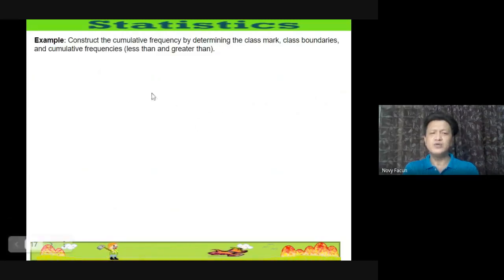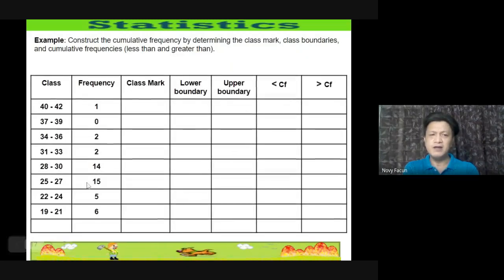Okay, so let's do the example, no? Construct the cumulative frequency by determining the class mark, class boundaries, and cumulative frequency less than and greater than. So, syempre, gawa muna tayo ng ating table. Okay, given na yan, nandyan na, fast forward na kumbaga, hindi na tayo nagtally, hindi na tayo naghanap ng class size. It's already there. Okay, so basta alam nyo lang kung paano ginawa.